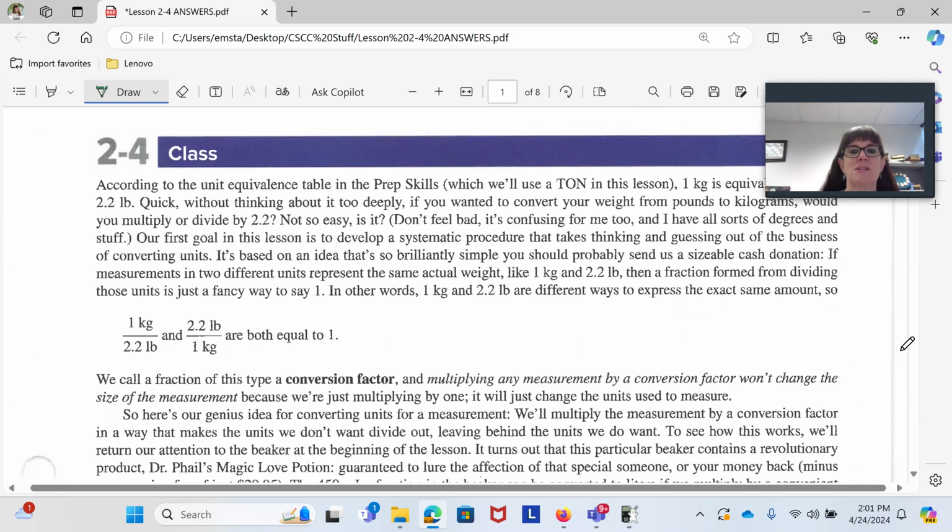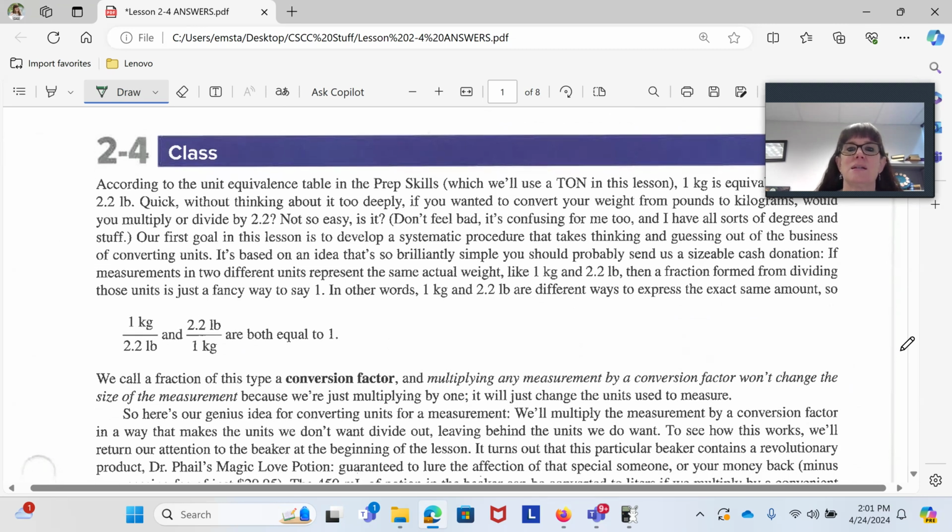One thing they talk about is that in that chart, we saw that 1 kilogram is equal to 2.2 pounds. Well, that's great to know, but we don't always know which way to write that conversion factor. I could write it as 1 kilogram over 2.2 pounds or 2.2 pounds over 1 kilogram. We're going to work our way through some problems to show how to determine which one I would need to use.